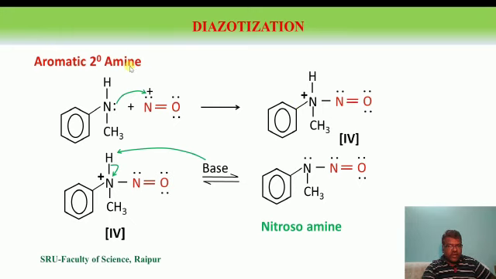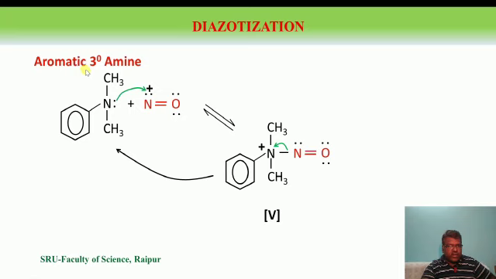In secondary amine, this is nitrogen in the benzene ring attacked by the nitrosonium ion and it gives compound fourth, and base present in the reaction grabs the H ion and leaves behind the electron to nitrogen to give nitrosoamine.